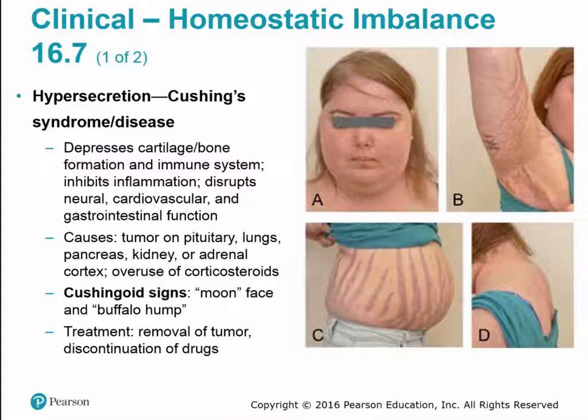It could be caused by a couple different factors. It could be caused by a tumor on the pituitary gland, maybe leading to an over-secretion of the ACTH, or a tumor on the adrenal cortex itself. But more commonly, it's caused by an overuse of corticosteroids. Generally, treatment would be either to remove the tumor that's causing the hypersecretion or to just discontinue the drugs.